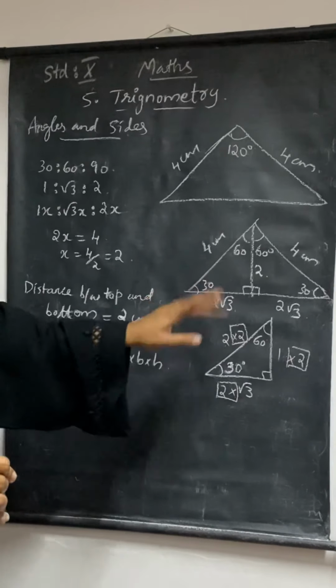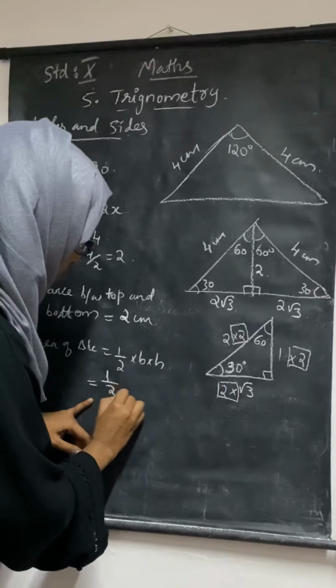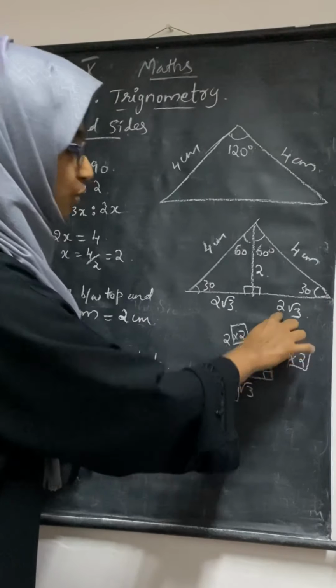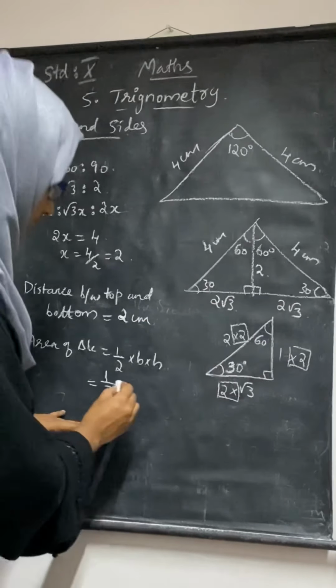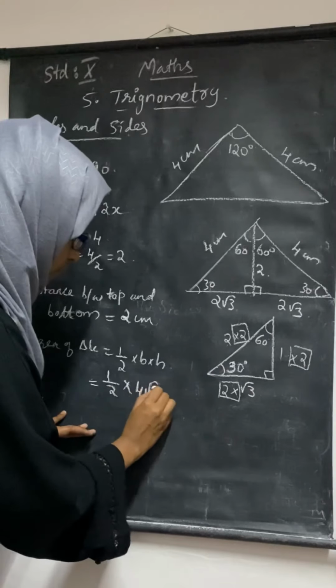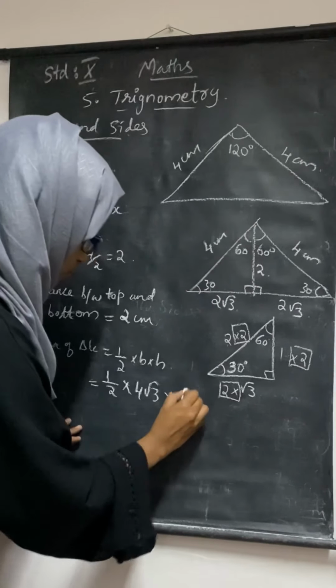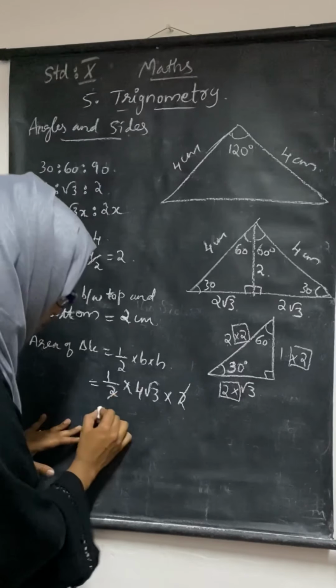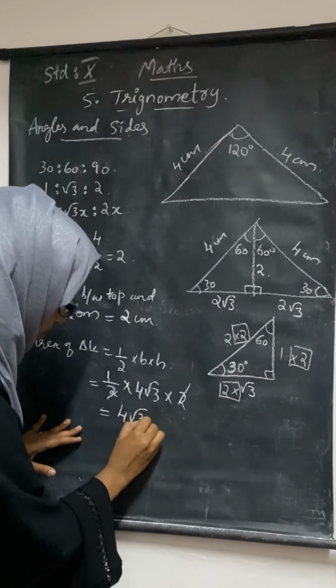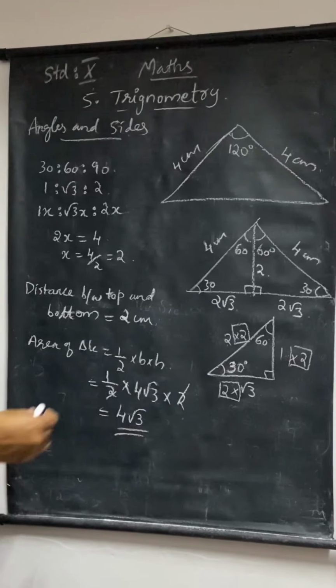Now what is the area? Area of the triangle, half into b into h. Half into b, how much? 2 root 3 plus 2 root 3, it is 4 root 3, into h. H means height, distance, that is 2. So the 2 in the numerator and 2 in the denominator cancel. What is the answer? 4 root 3. So this is the answer here. Area, square centimeter.